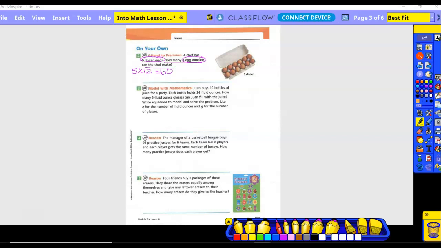So I'm going to take 5 times 12, which gives me what? 60. And then now I need to take 60 divided by 3. I can put 6 in my box. How many times does 3 go into 6? 2 times, and add a 0. So 20 omelets.